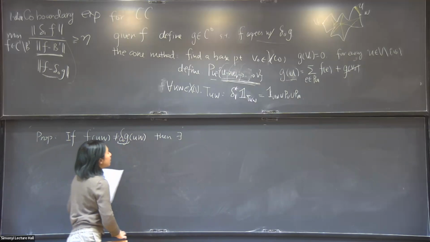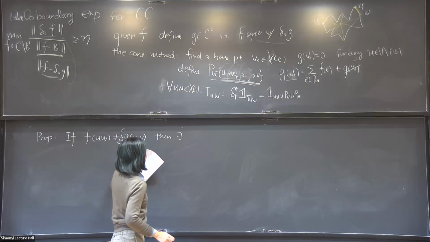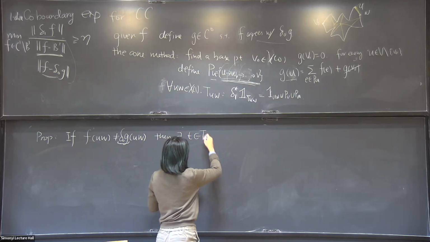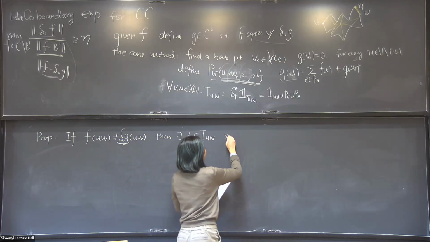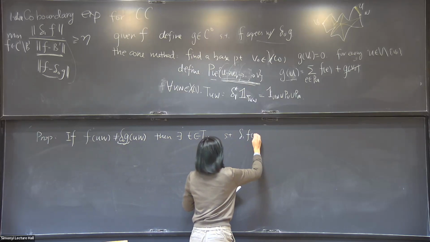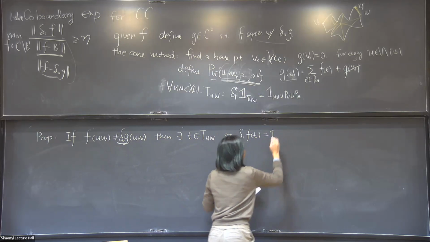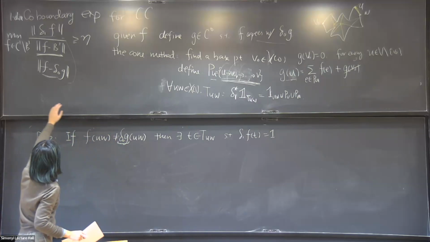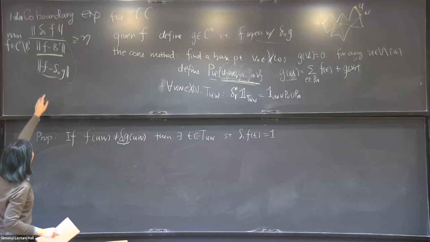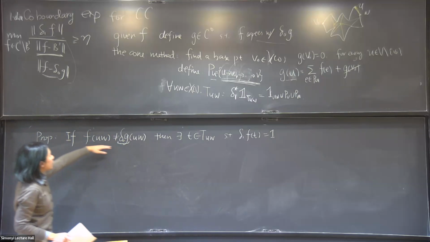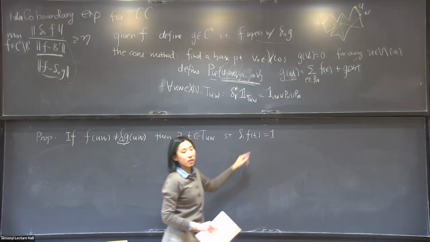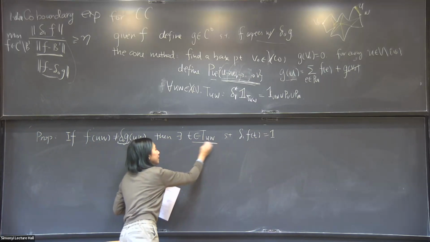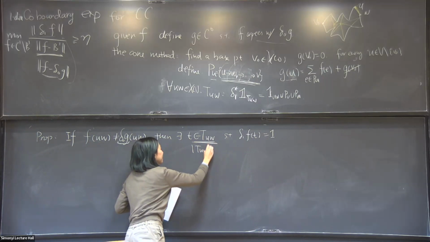So the statement says that if the two of them don't agree, then there exists some T inside this triangulation for the edge UW such that delta 1 of F at this T is equal to 1. We can immediately see why this proposition is nice for us, because it's saying if we have some distance in the denominator, then we also have some gain in the numerator. So this will help us to get an upper bound if this is small.